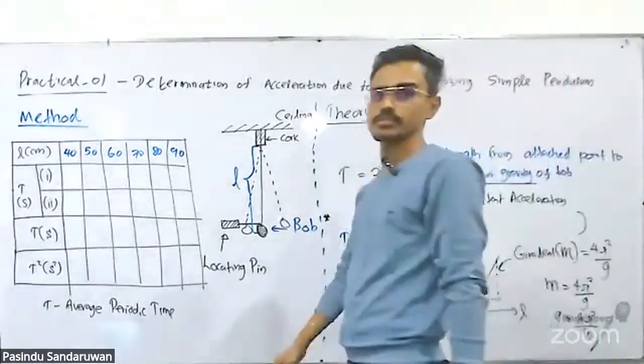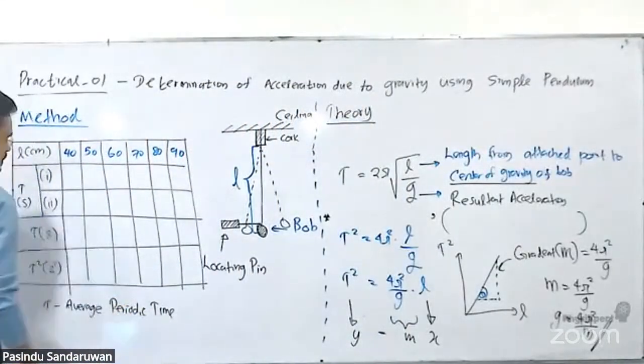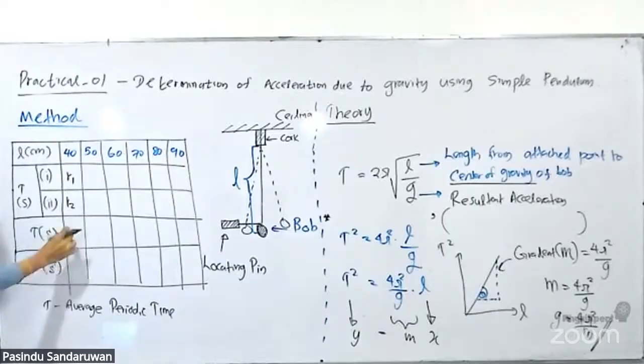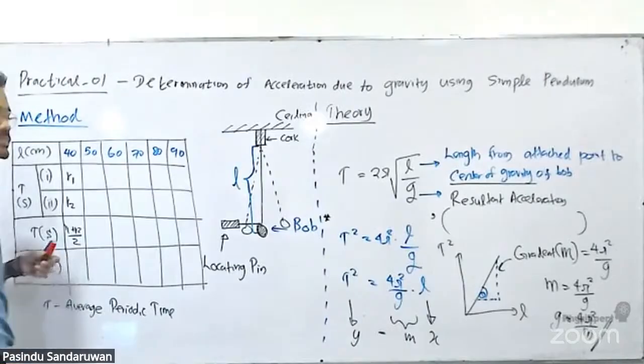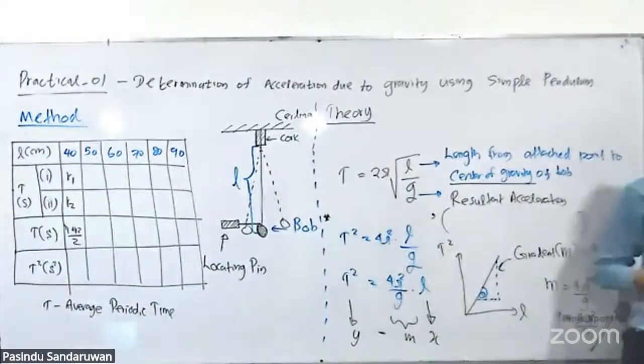Okay? Finished? Mention this: T is the average periodic time, because you have 2 readings here. Reading 1, reading 2, and the average here. The average is R1 plus R2 over 2, and the squared value of that. Squared value of that. Do you understand the task?